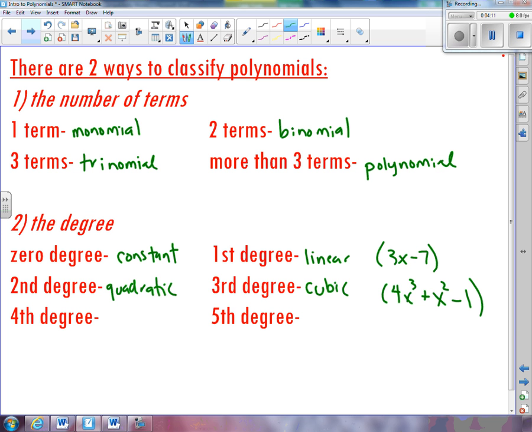A fourth degree is called a quartic. I know that seems weird because both these have a quad word in it, but that's the way it is. And then the fifth degree is a quintic, meaning that it's something to the 5th power.